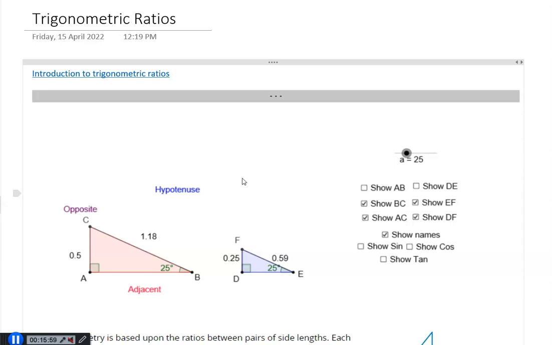So mathematicians decided, because that ratio is the same for every one of those 25-degree triangles, no matter how big or small, I'm going to give it a name. We're going to call it sine. So if I take the sine of 25, on your calculator put in the function sine of 25. You get 0.43, yeah?